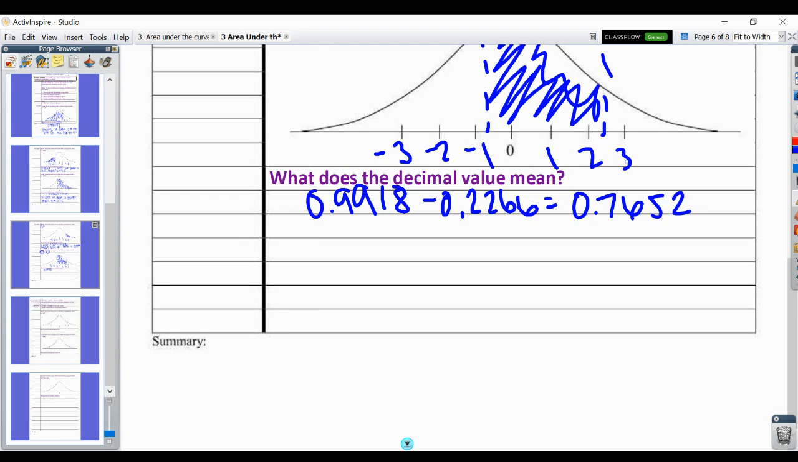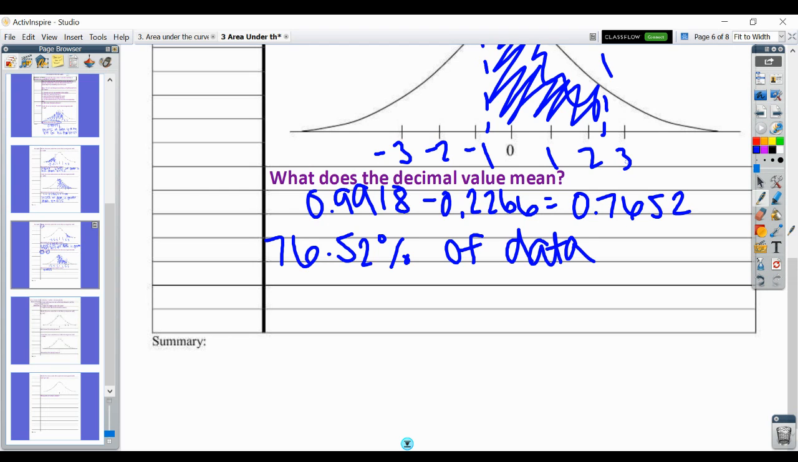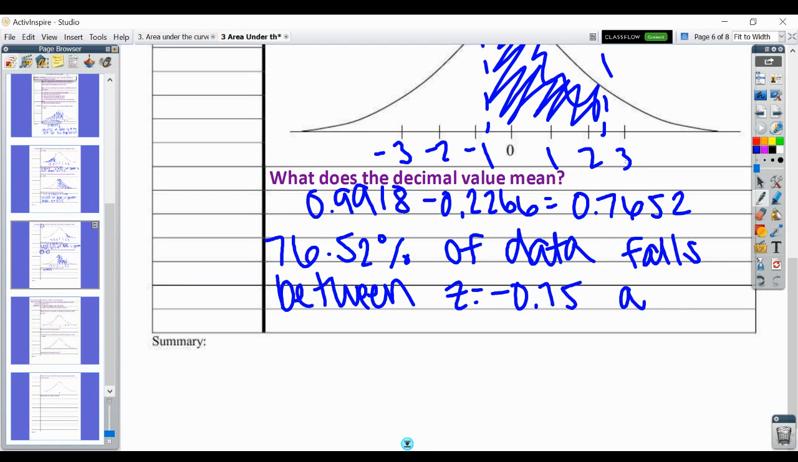and then again, the question is saying, what does that decimal value mean? Again, turn it to a percentage. And it means that 76.52%, or about 77% of data, falls between z equals negative 0.75 and z equals 2.4.